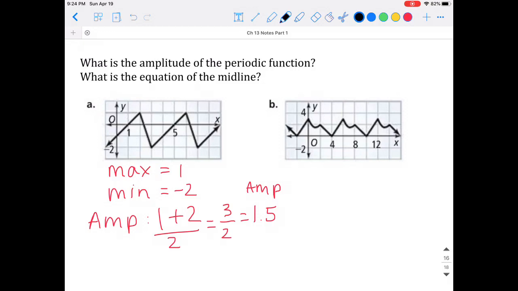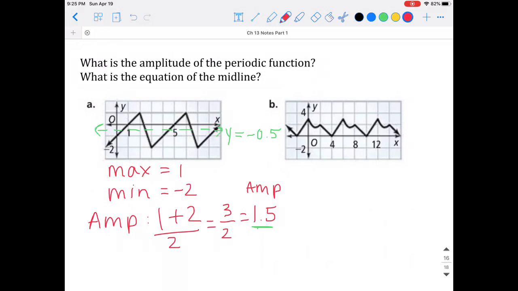The equation of our midline, remember the midline is exactly in between the maximum and the minimum, and we can use our amplitude to help us figure out that distance. So our midline is going to be 1.5 units away from both the maximum and the minimum, which is going to give us our midline at y equals negative 0.5. And we can draw that into our graph right about there.